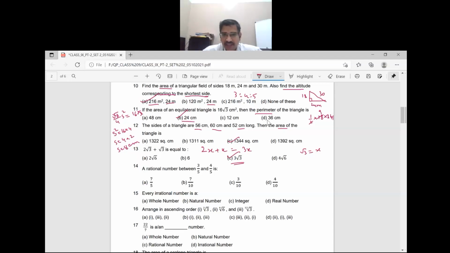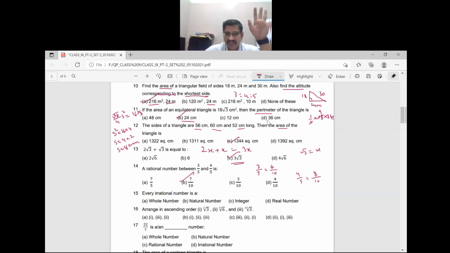So the moment I take multiples of 5, 3 by 5 converted to the denominator 10 becomes 6 by 10. Similarly, 4 by 5, if I bring it to the denominator 10, becomes 8 by 10. So now there is a gap between 6 and 8. 7 by 10 is the number between them. So this way, multiples of 5 are taken and brought to the bigger denominator, but with the same denominator.